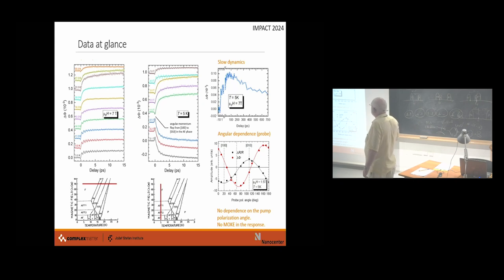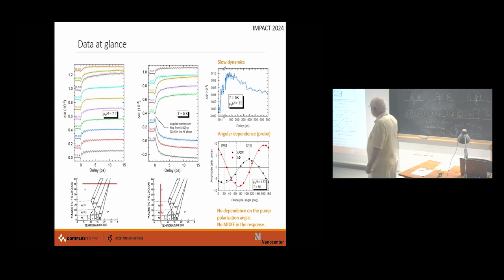So here is the data at a glance. Here I show two scans. Usually we cool in high magnetic fields to be sure that we have a monodomain sample. If we cool from the magnetically polarized paramagnetic state down, we see a single rise-time signal, which becomes faster when we come into the ferromagnetic states. And we also see the presence of coherent oscillations in the ferromagnetic states. They appear exactly at this phase transition.